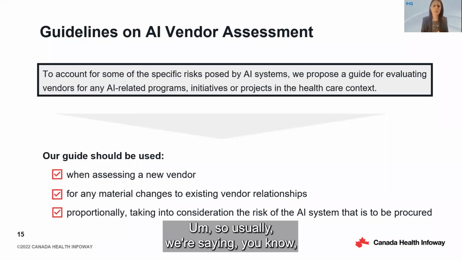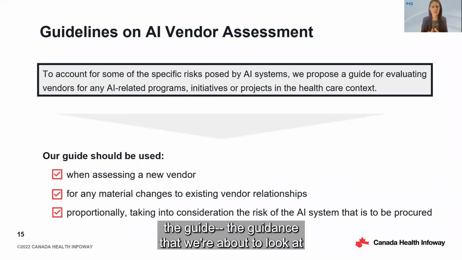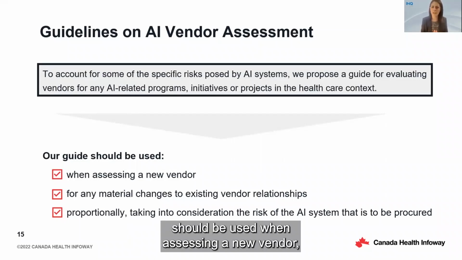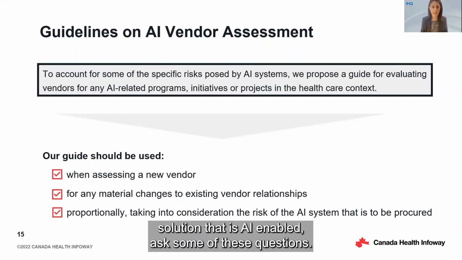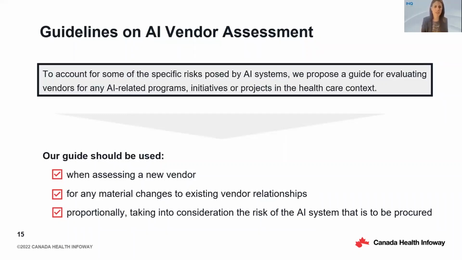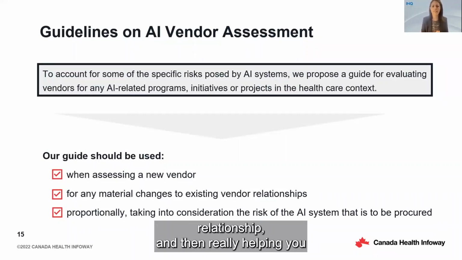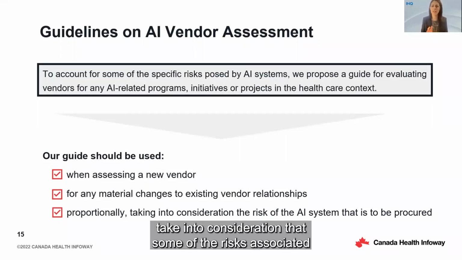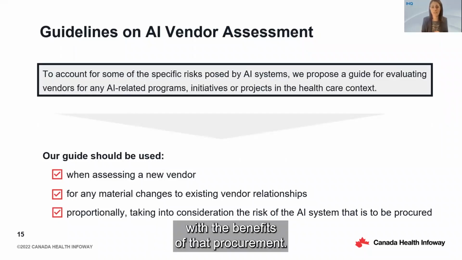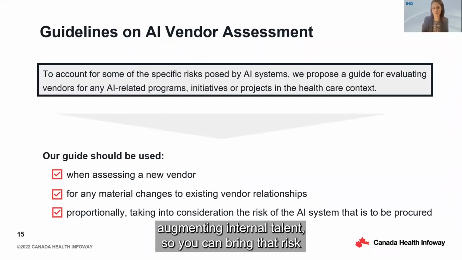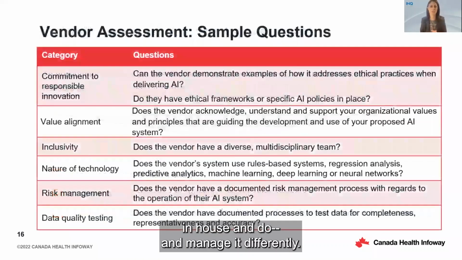So usually we're saying, the guidance that we're about to look at should be used when assessing a new vendor, or if the vendor is offering a very new solution that is AI enabled, ask some of these questions. That's a material change to an existing vendor relationship, and then really helping you take into consideration some of the risks associated with the benefits of that procurement. Or will you look at maybe augmenting internal talent so you can bring that risk in-house and manage it differently?